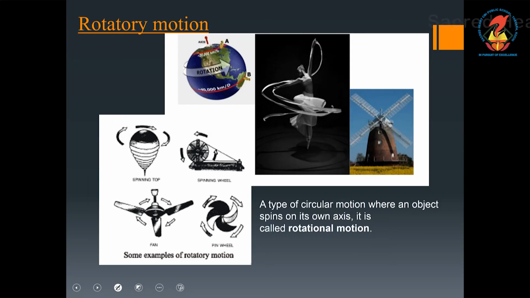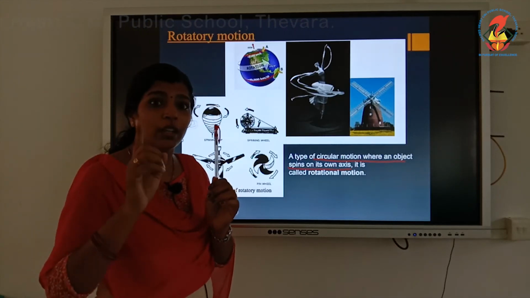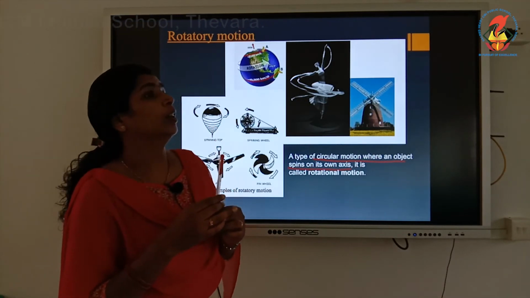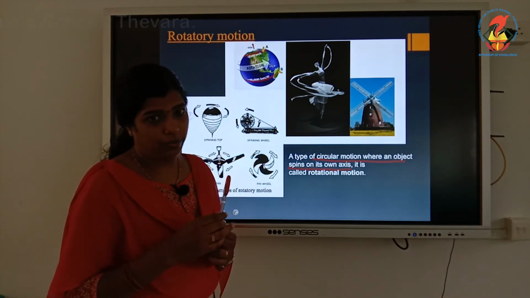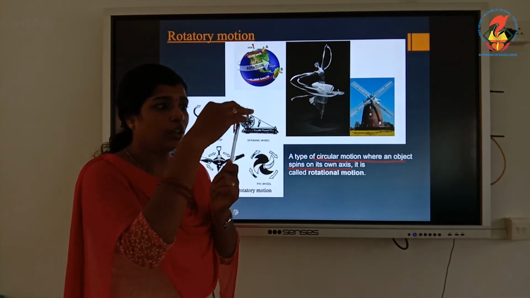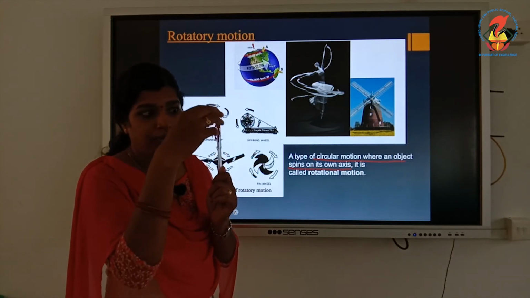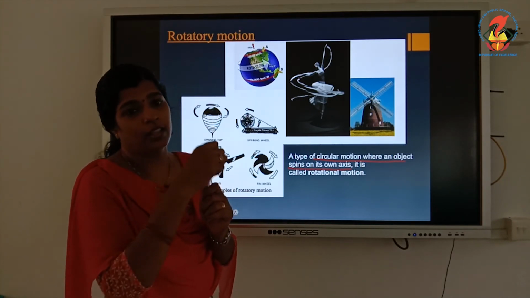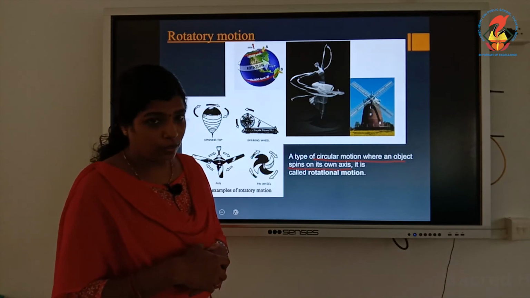The next one is rotatory motion. Here, it's a type of circular motion where the object spins on its own axis. The object will rotate or spin on its own axis. That is rotatory motion. So the earth will rotate on its own axis. So that's an example of rotatory motion.